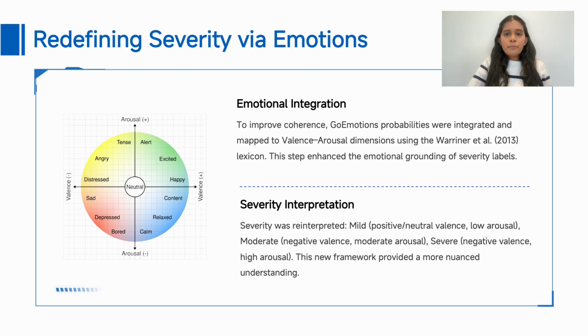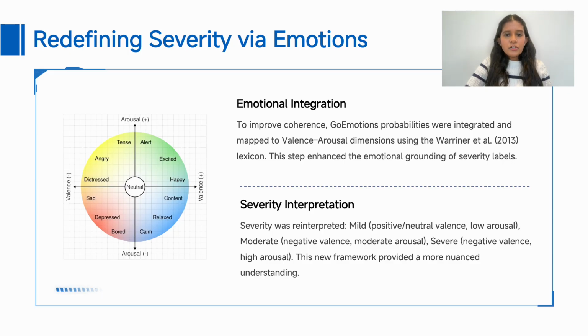Since the baseline severity approach lacked emotional depth, I redefined severity using a more psychologically grounded method. To do this, I used probabilities from the GoEmotions model and mapped each emotion into valence-arousal space using values from the Warriner lexicon. In this emotional plane, valence reflects how positive or negative an emotion is, and arousal reflects how psychologically activating or intense it is. For example, emotions like sadness and depression fall in negative valence and low arousal, while fear or panic fall in negative valence but high arousal.